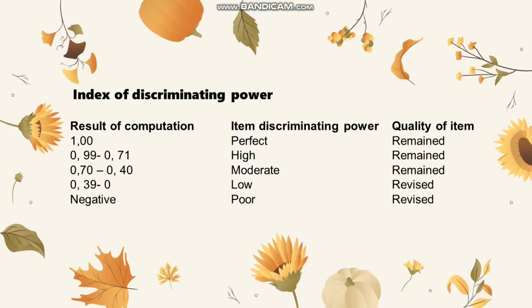The next is the index of discriminating power. If the result is more than 1.0, it means no revisit. But if the result is lower than 0 or negative, it means the question needs a revisit.